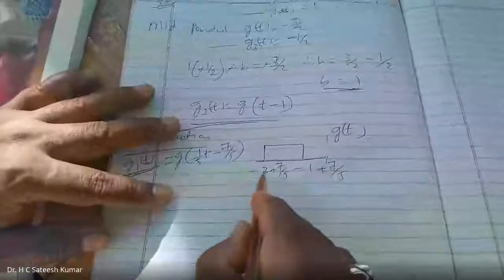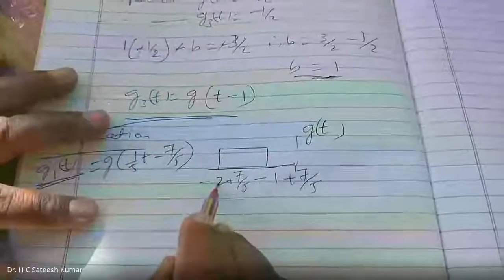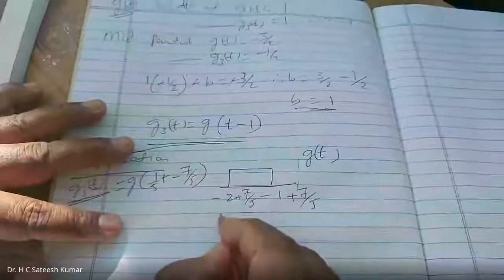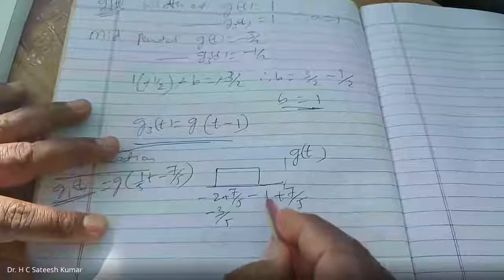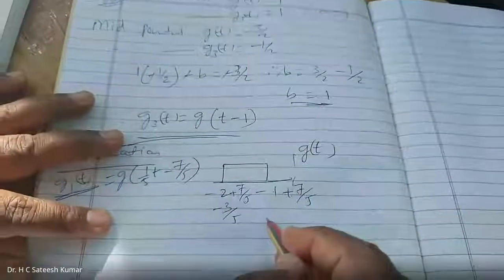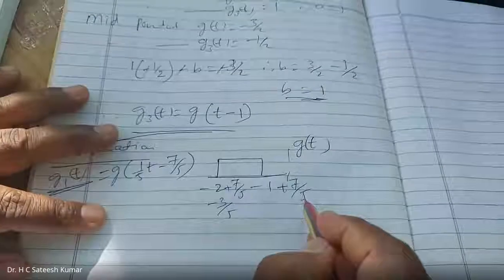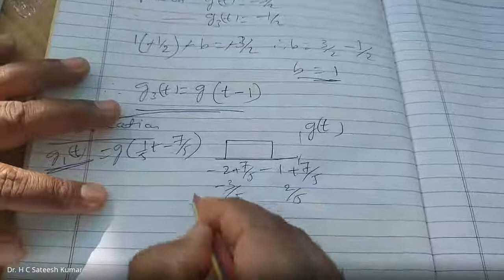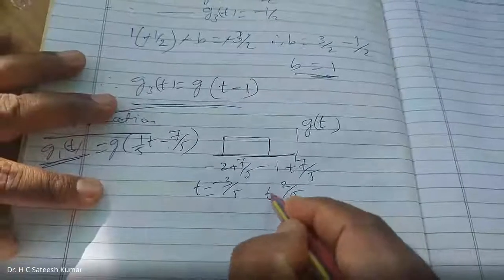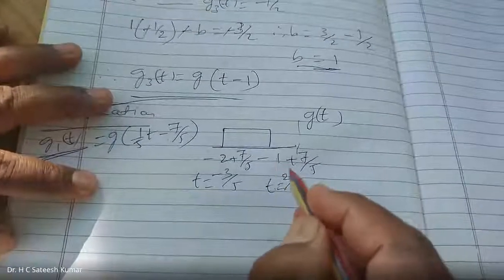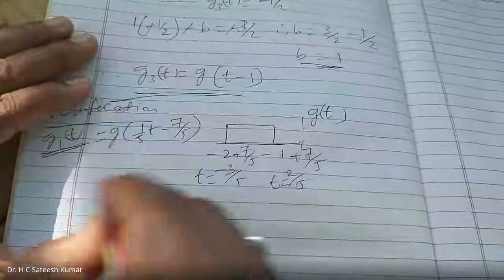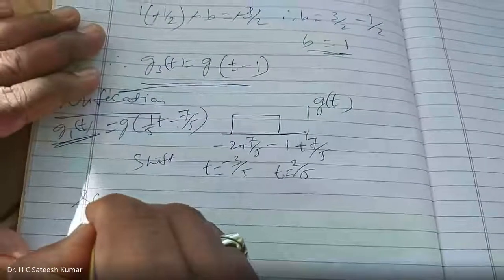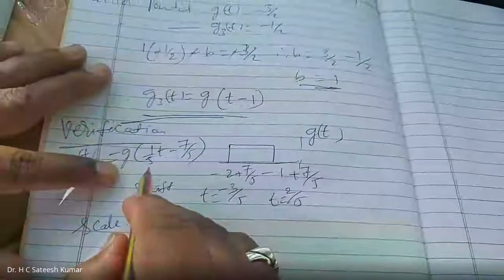What will you get? 5 into 2 is 10, -10 plus 7 is -3, so -3 by 5. -5 plus 7 is 2, so 2 by 5. So t is equal to -3 by 5, and t is equal to 2 by 5. We got it. So this is the shift. Next is to scale it. You should get the answer. Scale by what? 1 by 5t.